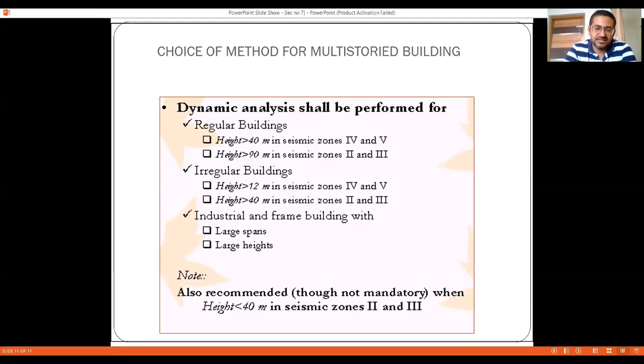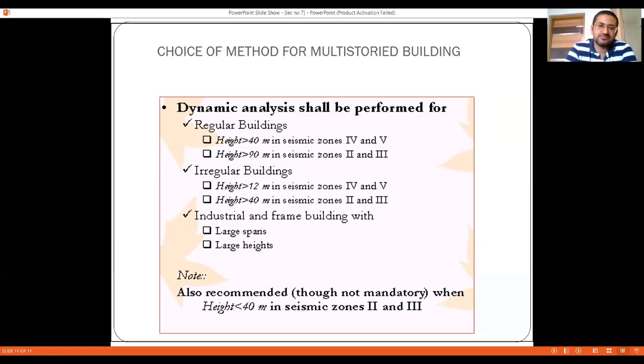The table shown here was for the IS 1893-2002 code, where dynamic analysis shall be performed for regular buildings having height greater than 40 meters in seismic zones 4 and 5, and for height greater than 90 meters in zones 2 and 3. For irregular buildings, for height greater than 12 meters in seismic zones 4 and 5, and height greater than 40 meters in zones 2 and 3. And for industrial and frame buildings with large span and large height. It is also recommended, though not mandatory, when height is less than 40 meters in seismic zones 2 and 3.